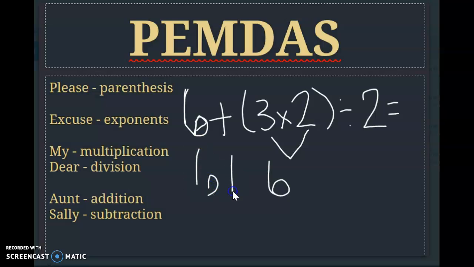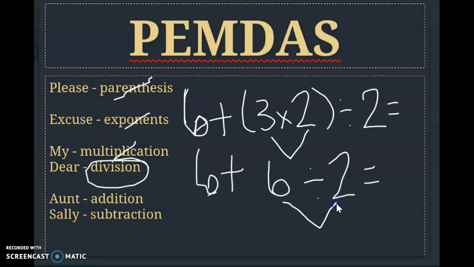So now I'm just going to bring down the rest of the equation. Now I have 6 plus 6 divided by 2. Well, I did the parentheses. Do I have any exponents? No. Do I have any multiplication? No. Do I have any division? Yes. So I'm going to now divide 6 divided by 2, which is 3. Good. And now I'm done with this part of the expression.